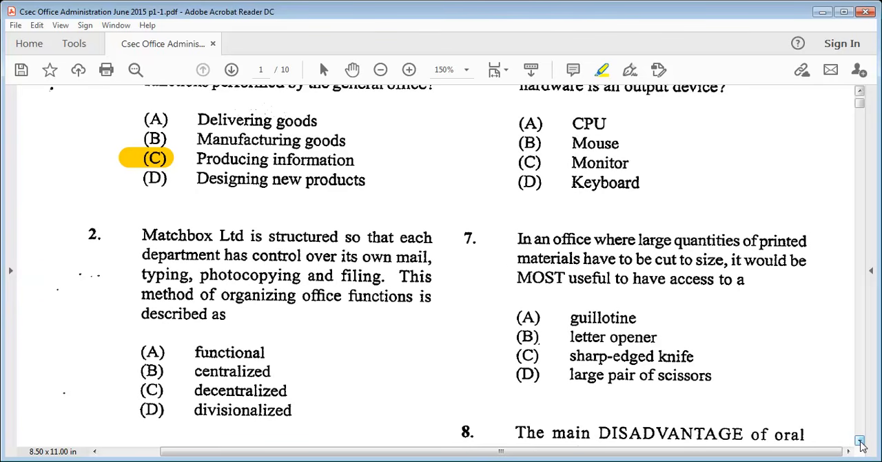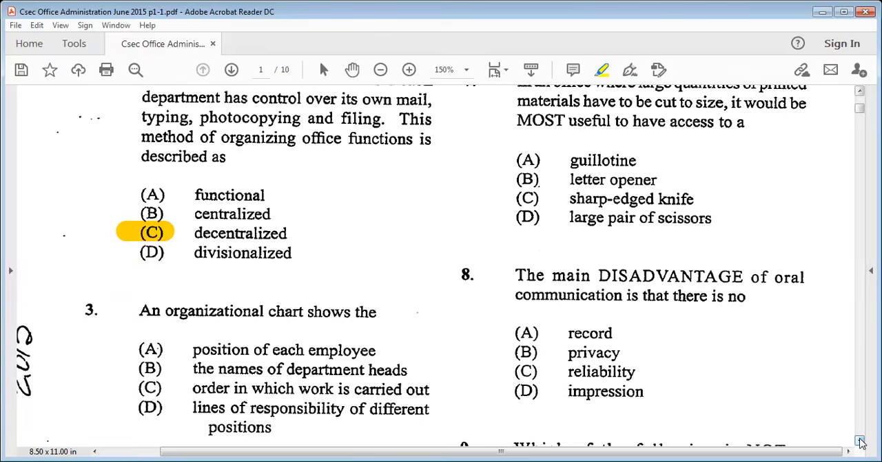Says, Matchbox Limited is structured so that each department has control over its own mail, typing, photocopying, and filing. This method of organizing office functions is described as A. Functional, B. Centralized, C. Decentralized, or D. Divisionalized. We know it is C. Decentralized. Let's go on to question number 3.